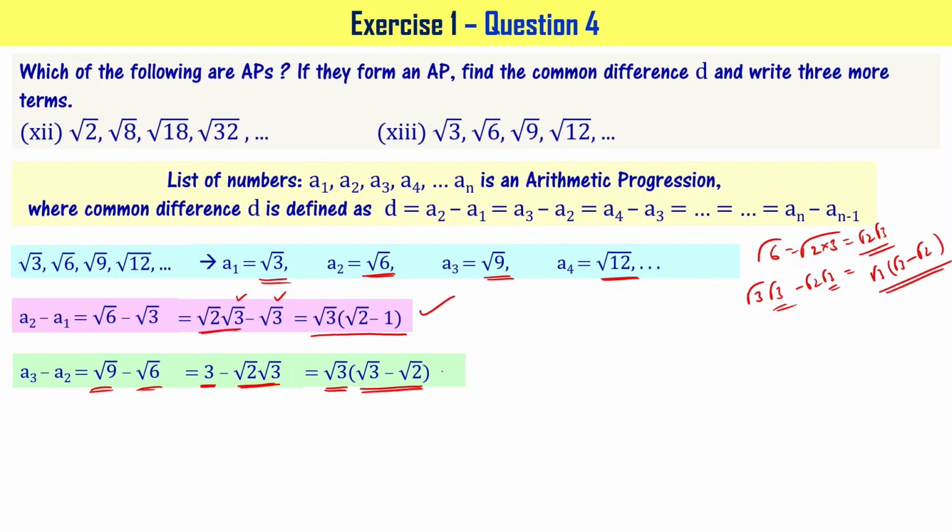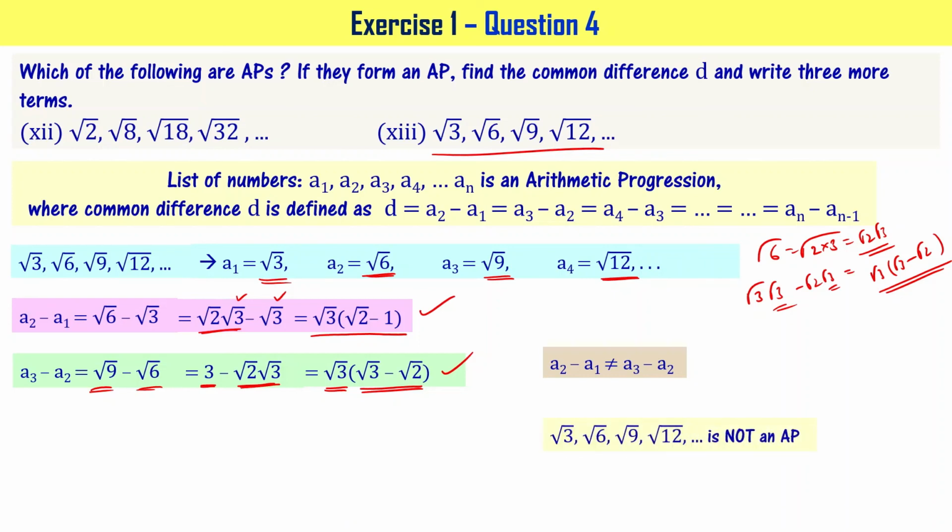Look at these two. The difference is not the same, right? I can stop here and say that A2 minus A1 is not equal to A3 minus A2. For that reason, the list of numbers you are having is not an arithmetic progression. Got it?